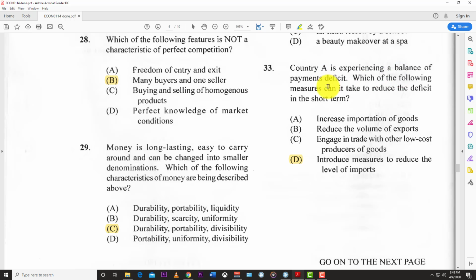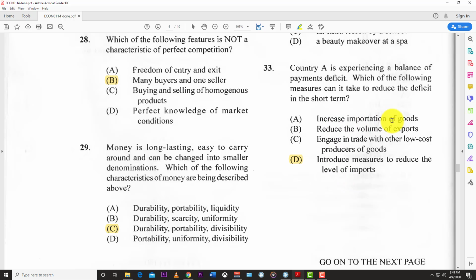33. Country A is experiencing a balance of payment deficit. Which of the following measures can it take to reduce the deficit in the short term? So how do they reduce that? They simply introduce measures to reduce the level of imports, because when you have a deficit, that means imports are exceeding exports. As a country, you're importing more than you're exporting, so you're a net importer. And so if you introduce measures to reduce the level of imports, that can reduce the balance of payment deficit.